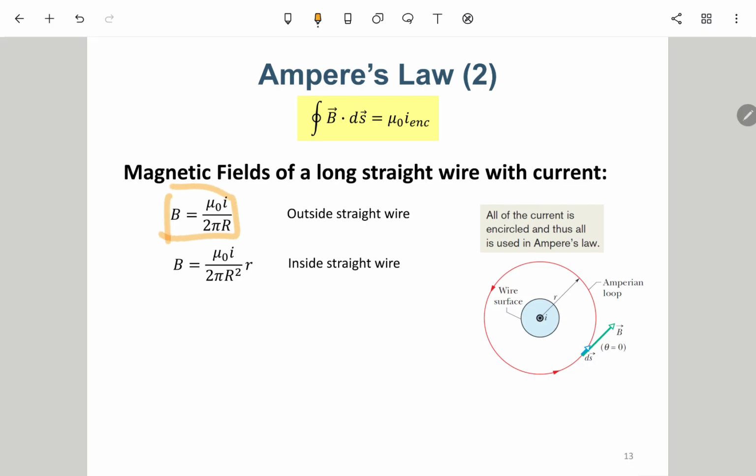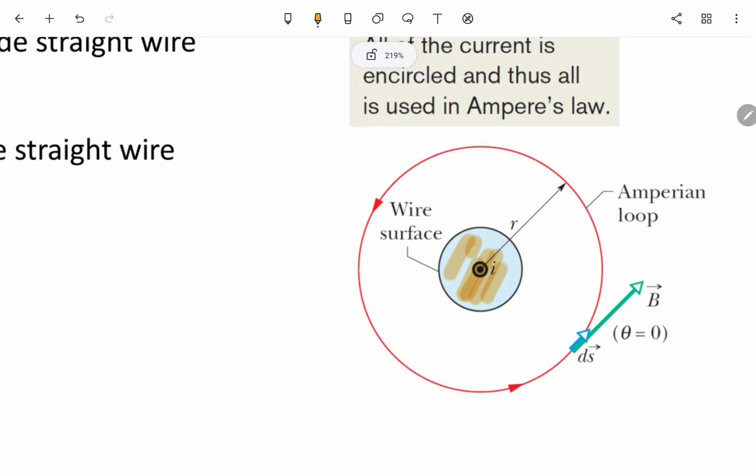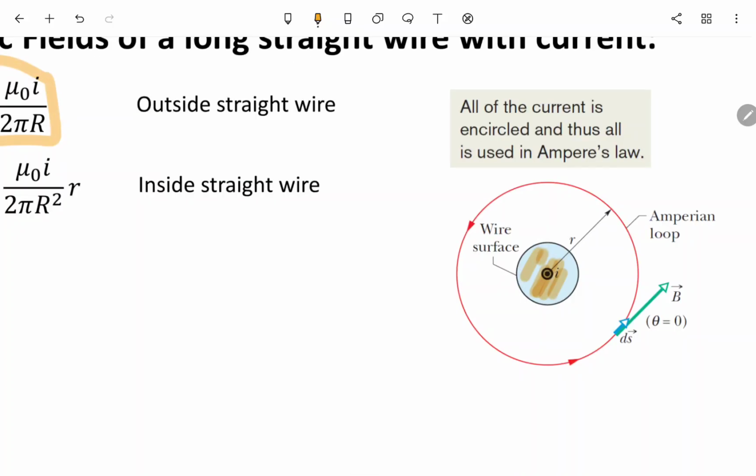For this part, we can use Ampere's law to derive it again, but we can also derive some other results. Here, what we try to consider is a wire like this with a radius, which is capital R, the radius of the wire. Previously we assumed that the wire is very long and very thin, with the radius perfectly zero. But here we assume the wire has a radius of capital R, and the current density is uniform over this cross section.